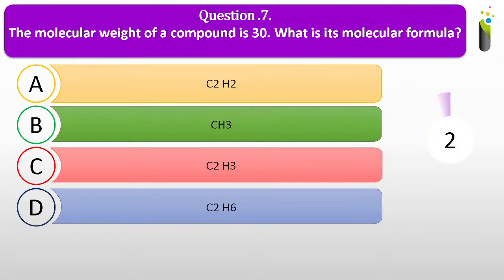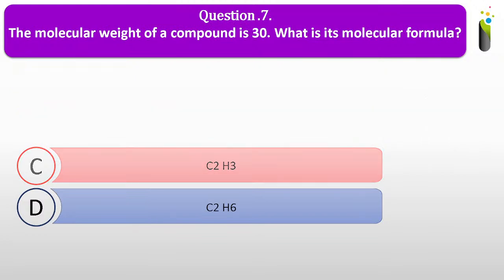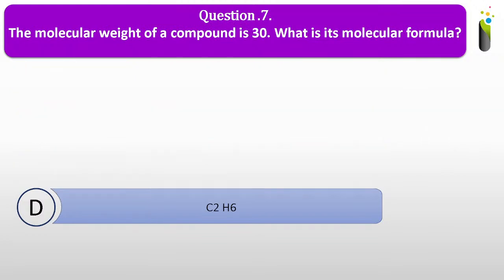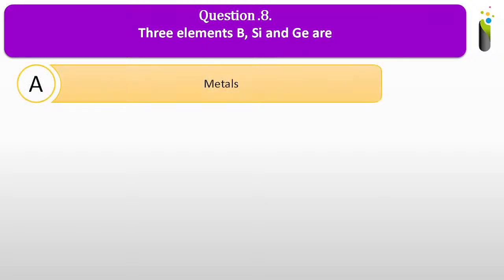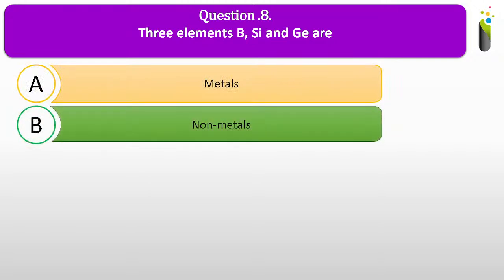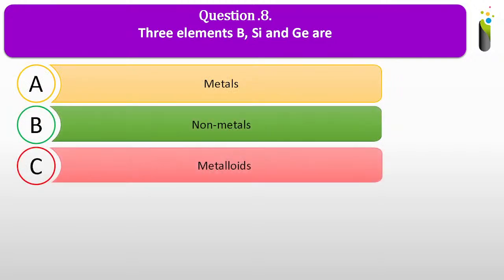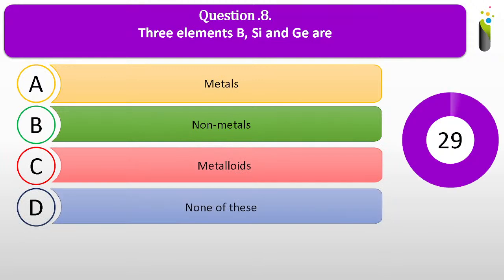So the correct answer for this question is D, C2H6. So right answer, Arushi Shah and Reshma S. Vijay Fangirl, correct. Mr. Morgan, correct. Question number 8. Three elements, boron, silicon, and germanium, are dash. A. Metals, B. Non-metals, C. Metalloids, D. None of these.